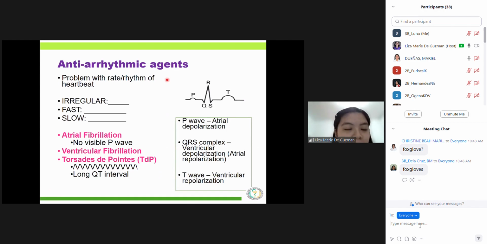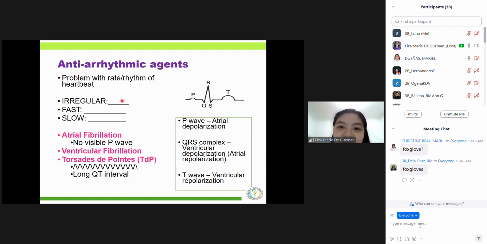So anti-arrhythmic agents address the problems with the rate or the rhythm of the heart. Because going back, the normal is 60 to 100 beats per minute. But if there is any problem with the rate or rhythm of the heartbeat, anti-arrhythmic agents are given. So we have the following conditions. For example, we have the irregular heartbeat. We call the condition dysrhythmia.